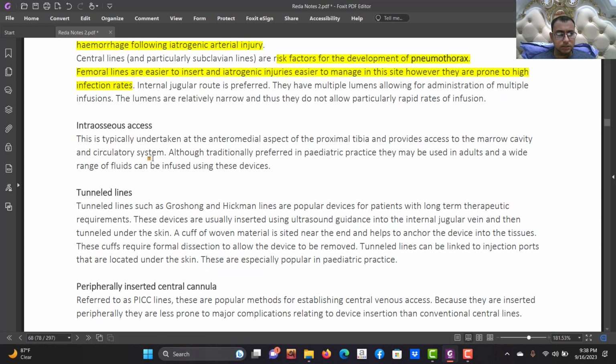Intraosseous access. This is typically undertaken in the anteromedial aspect of the proximal tibia. In the proximal tibia, there is the shin border, which is the anteromedial aspect, so the skin is very adjacent to the bone. That's why intraosseous access can be used. We can give fluid or chemotherapeutic agents to the bone marrow and into the circulatory system.